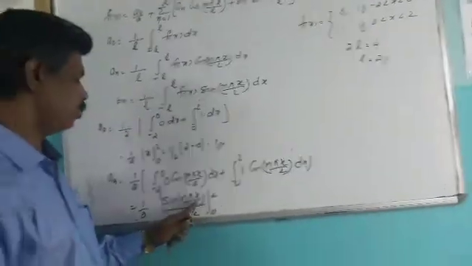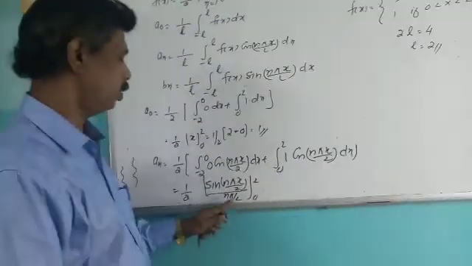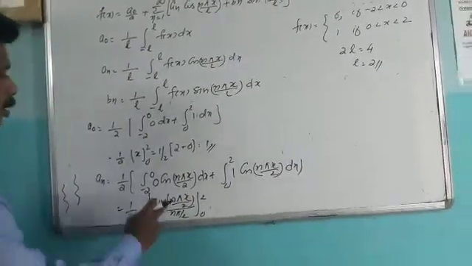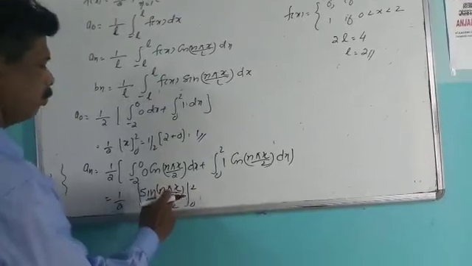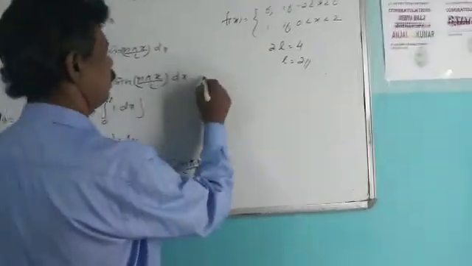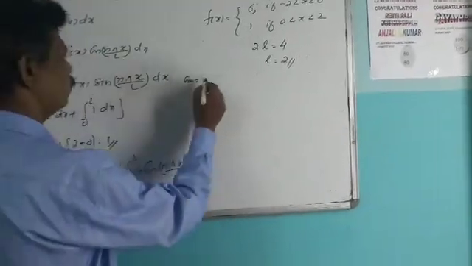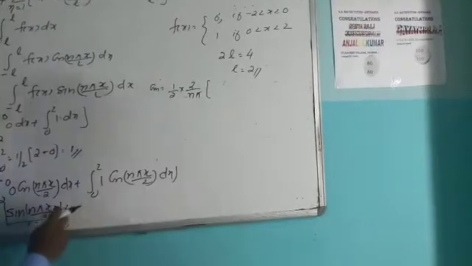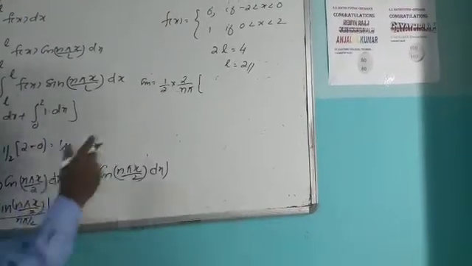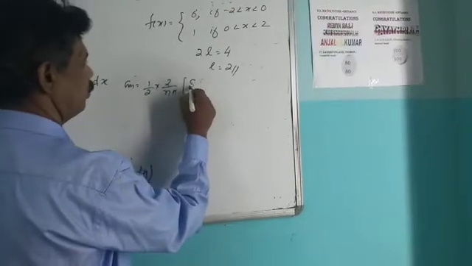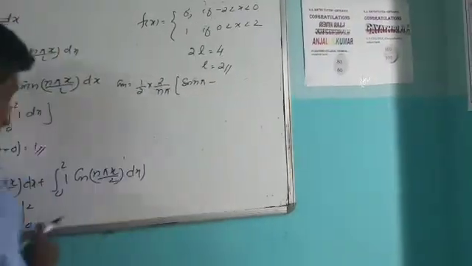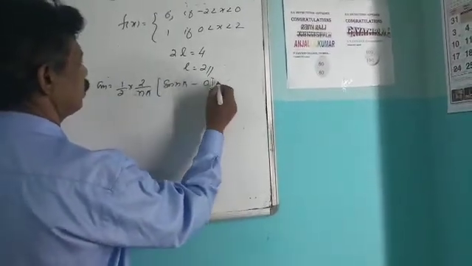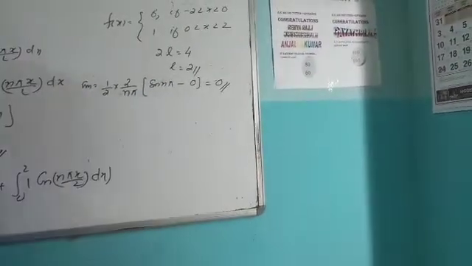Integral of sin(nπx/2) is divided by nπ/2. Apply the upper limit and the lower limit. That is 1/2 into 2/(nπ), into upper limit sin(nπ·2/2), 2 by 2 equals 1, so sin nπ, minus lower limit sin 0, which is 0. So we can write sin nπ equals 0 and sin 0 is 0. So the answer equals 0 for n not equal to 0.